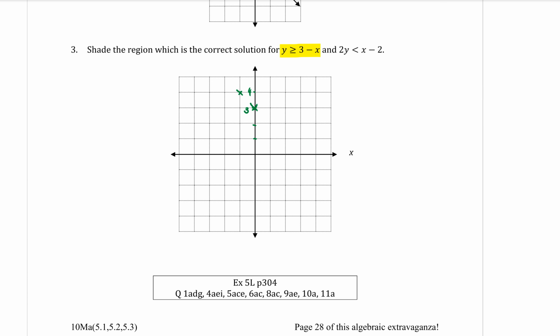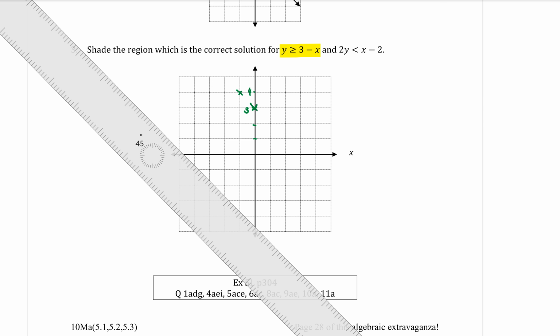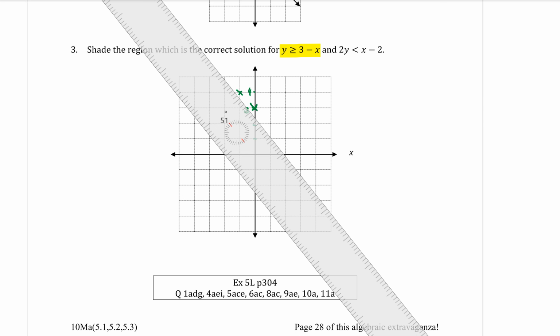I'm going to draw a line through them, but before I do, I have to stop and check what kind of line. Is it going to be dotted or is it going to be solid? Looking at my equation, I have the equal to sign on it, which means solid. Remember me drawing that little thing on the top of the last page? So we want to draw a solid line, preferably with a ruler, going through those two crosses.